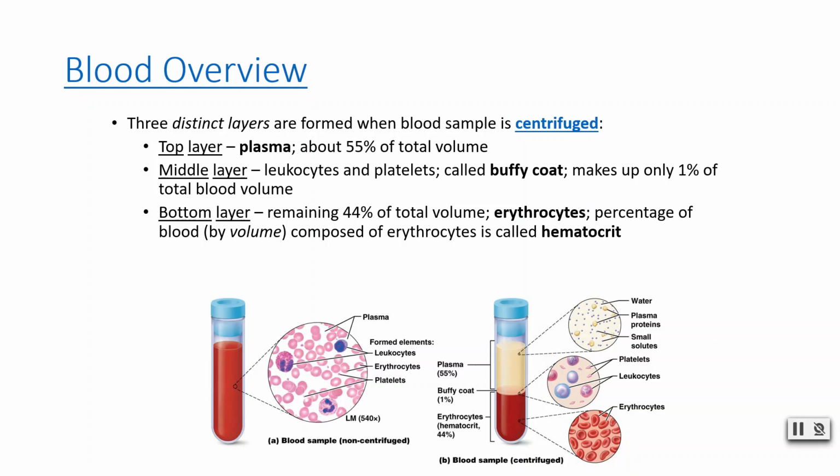This is called your buffy coat. This layer is very skinny because this is your leukocytes, or your white blood cells, and your platelets. This makes up only approximately 1% of your total blood volume. And then the remaining 44%, that bottom layer, is your erythrocytes. The percentage of your erythrocytes compared to your total blood volume is known as hematocrit, and that is a term you are likely to see over and over again. So again, your hematocrit is just your red blood cells by volume.